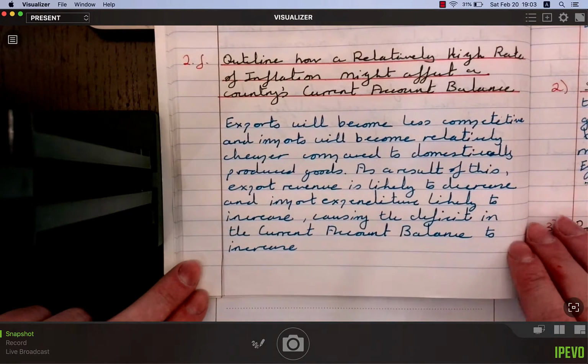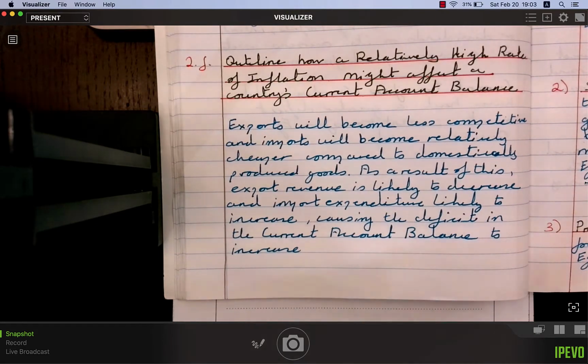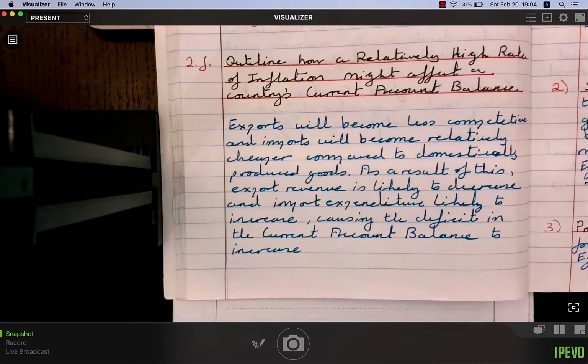So outline how a relatively high rate of inflation, relative to our trading partners, relative to the people that we're buying and selling to and from, might affect a country's current account balance. Well, think about it. If our prices are rising faster than theirs on average, which is what a relatively high inflation rate is, exports will become less competitive, and imports will become relatively cheaper compared to domestically produced goods. So our goods that we're selling, our exports, become more expensive. Their goods that they're selling to us, our imports, becomes cheaper compared to our stuff.